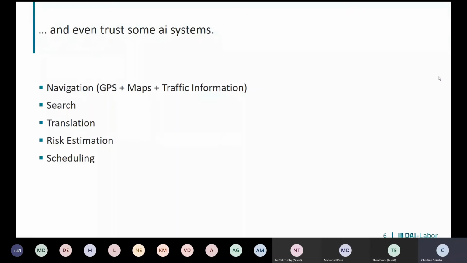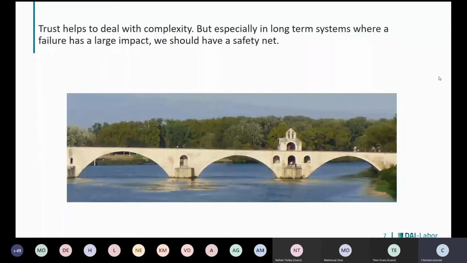And we even trust some AI systems today. Everyone uses navigation systems, GPS, maps, traffic information, all put together: an AI system that leads our way through the world. We trust it when we use a search engine. We trust it to some degree, hopefully, in translation, although sometimes this trust is not really justified. We use it for risk estimation and scheduling, and whenever we experience that it works for quite a long time, we build up trust. So trust helps us deal with the complexity of the world. But especially in long-term systems that we use for a long time, and in systems where a failure has a large impact, maybe we would like to have a safety net, because this trust can sometimes be misleading.